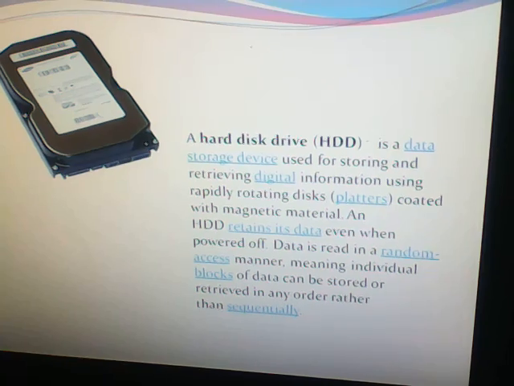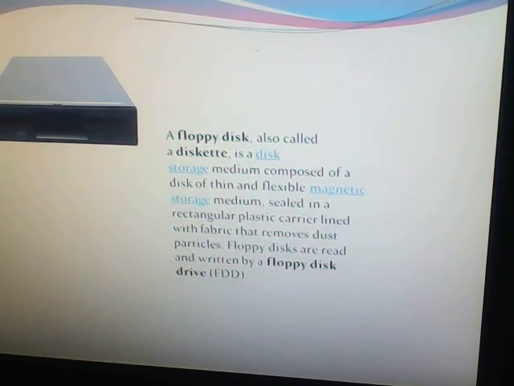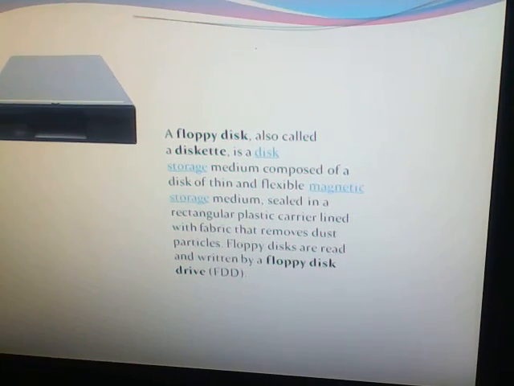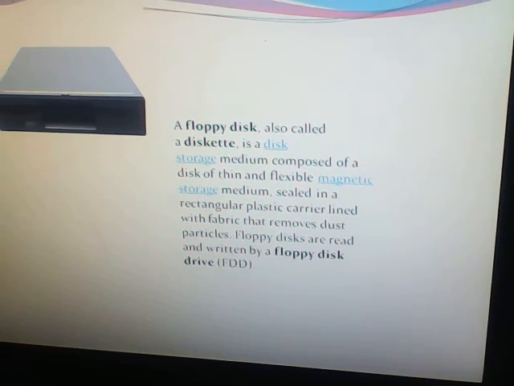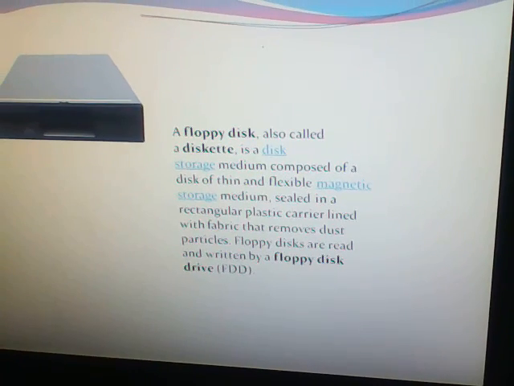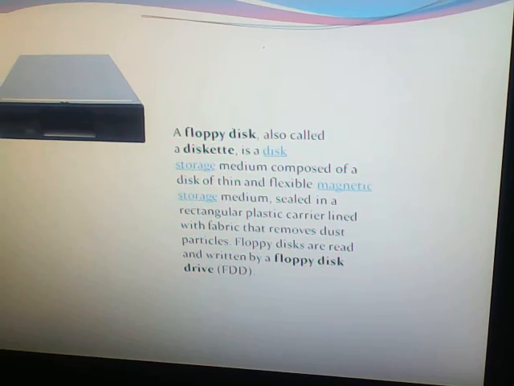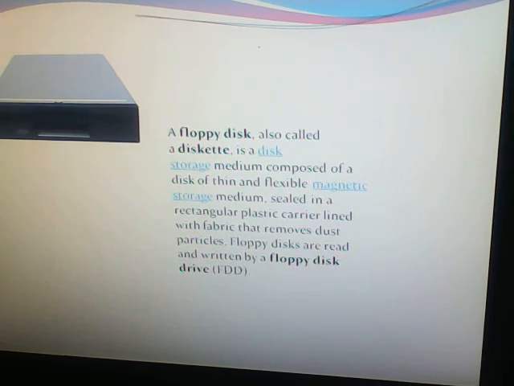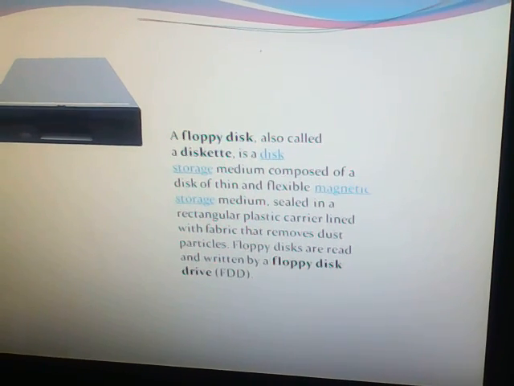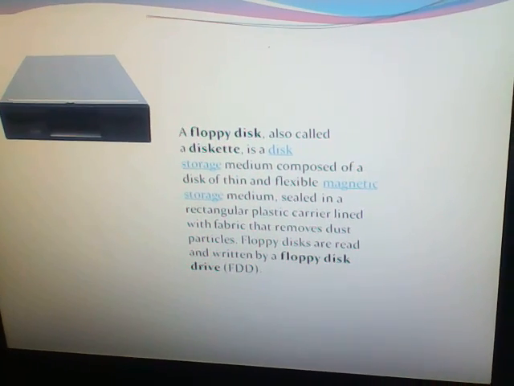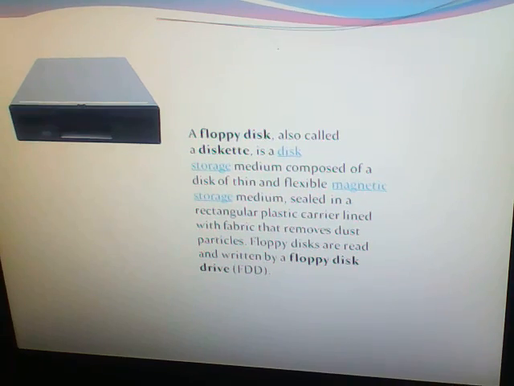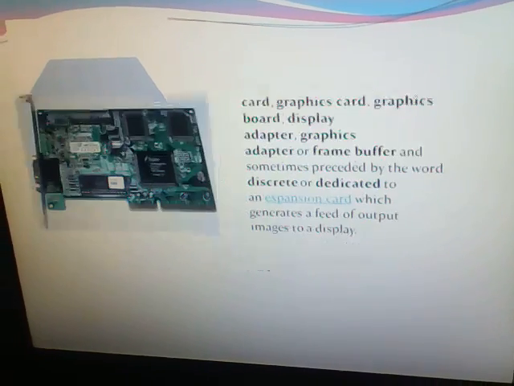order rather than sequentially. A floppy disk, also called a diskette, is a disk storage medium composed of a disk of thin and flexible magnetic storage medium, encased in a rectangular plastic square lined with fabric that removes dust particles. Floppy disks are read and written by a floppy disk drive (FDD).